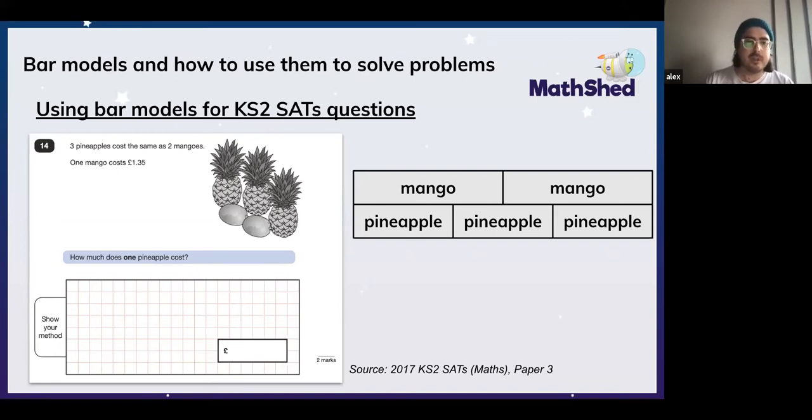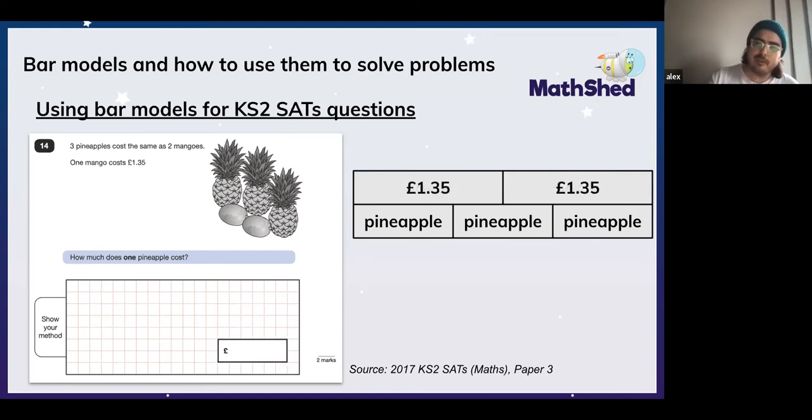Right, so 3 pineapples cost the same as 2 mangoes. 1 mango costs £1.35. How much does 1 pineapple cost? Okay, so we know 2 is the same as 3. So 2 mangoes is equal to 3 pineapples.